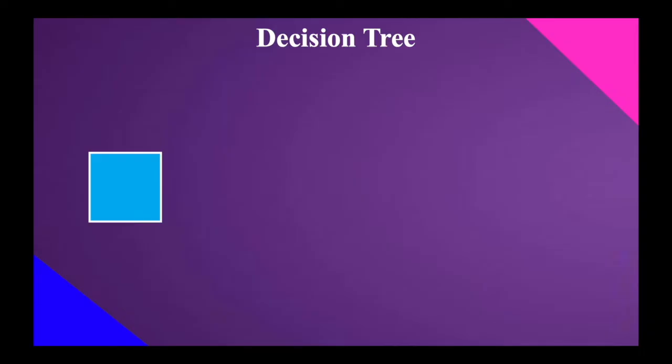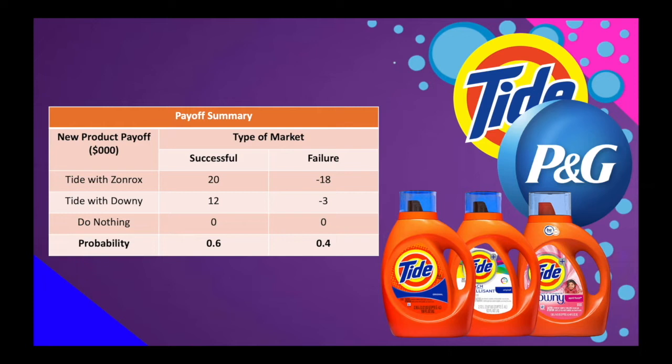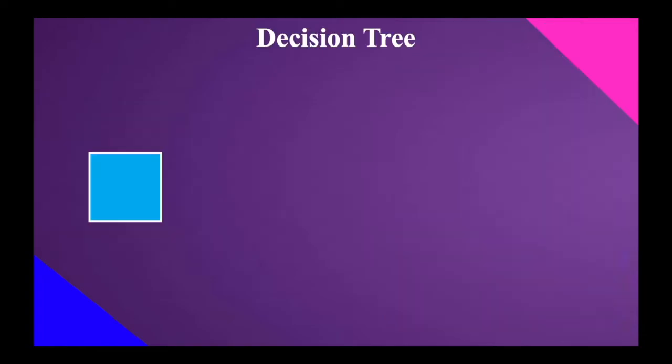Sir, why did you put that first? I put that first because our goal here is to help Alfred, the product manager of Procter & Gamble's Tide Division, decide which product to launch. Meaning, what the final decision will be. That's why the first thing I put is the square node. Okay, I hope that is clear.